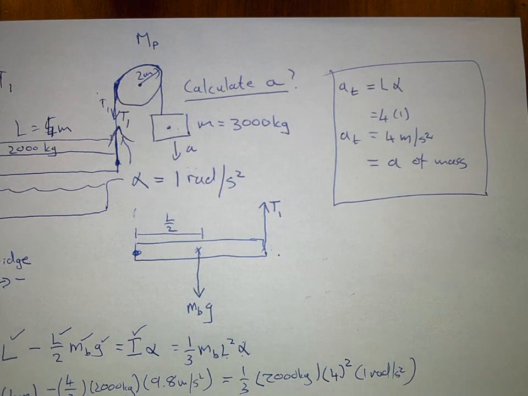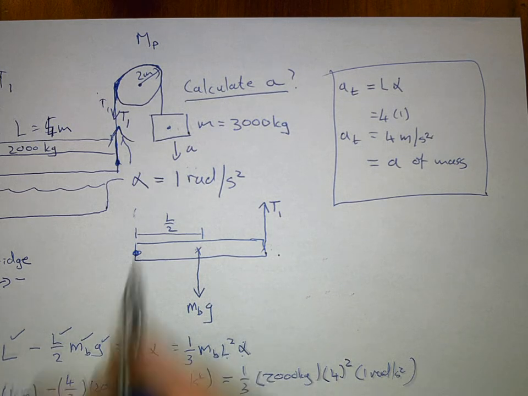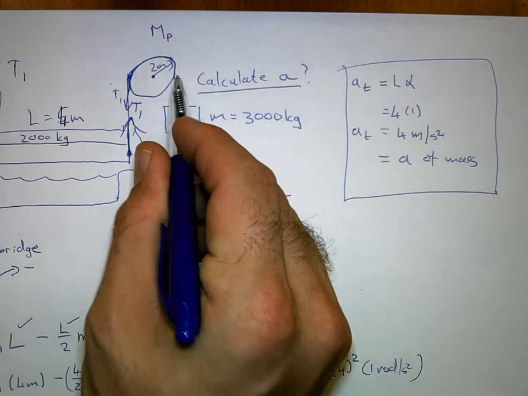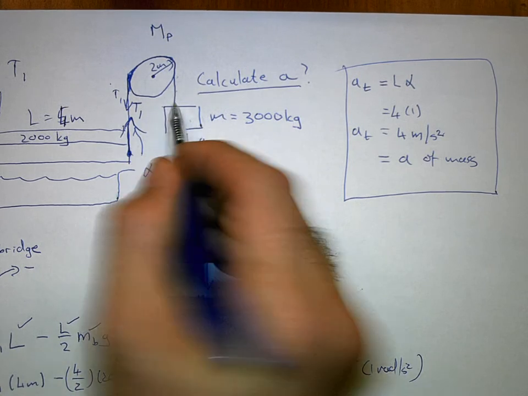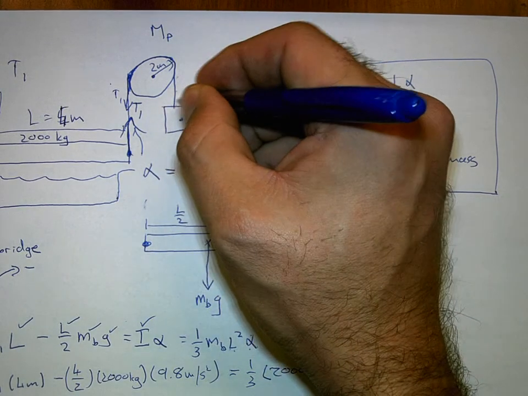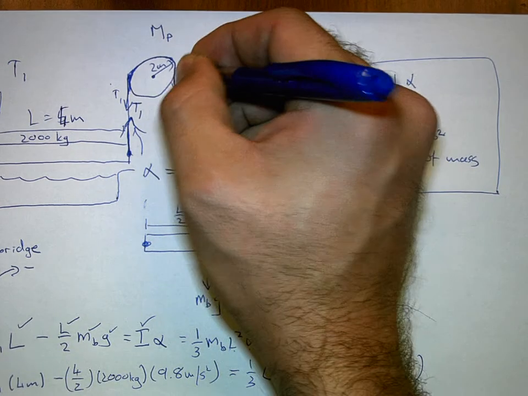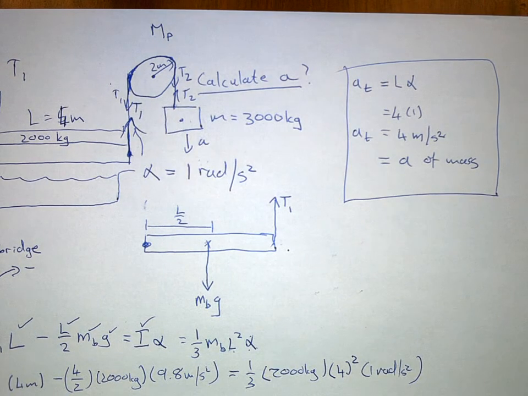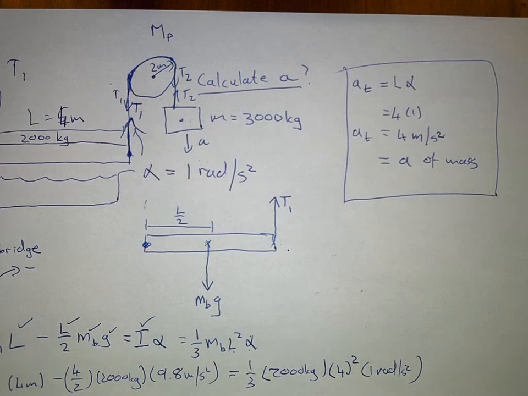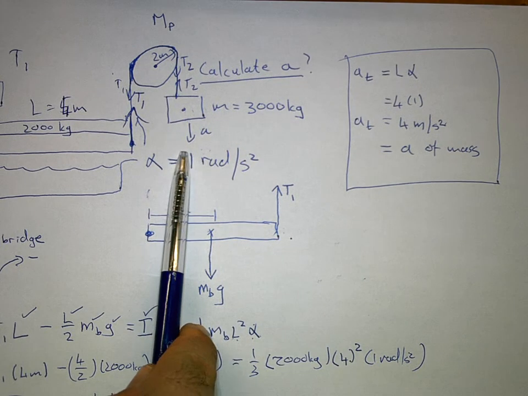The last thing that we need to calculate is the tension in this side, in this cable. So let's call that T2. So there's tension upwards, and there's a tension downwards. So how to calculate that? Well, it's actually quite easy. We don't have to revert to anything new. We know the total acceleration of this mass.